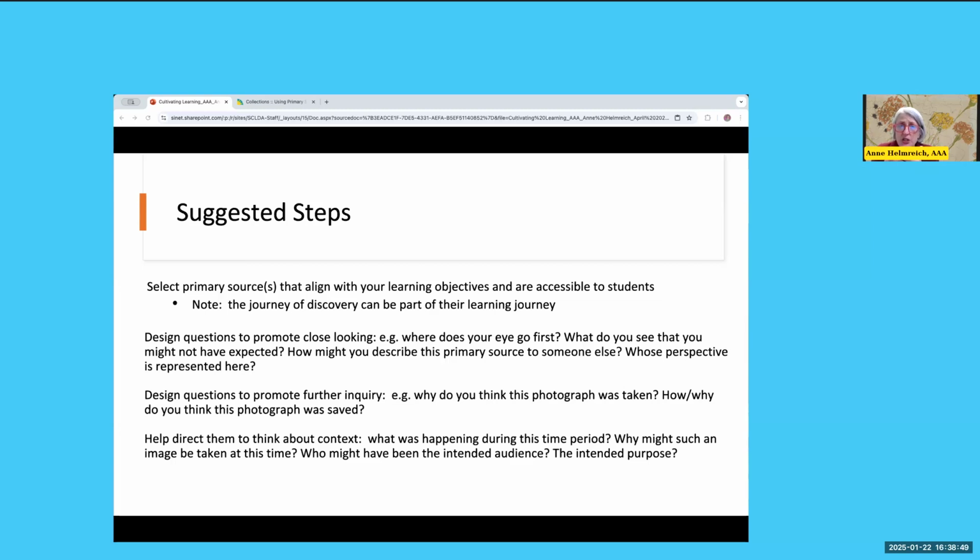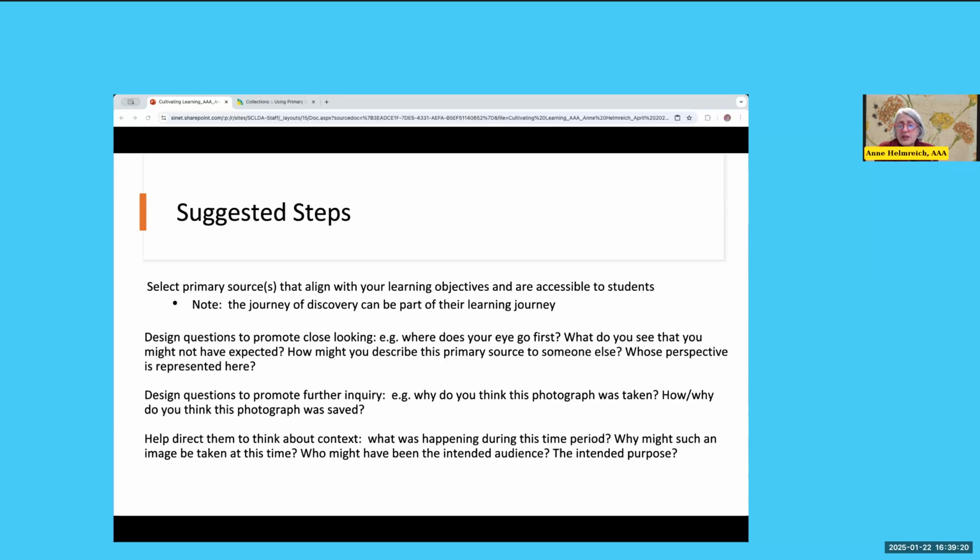If they're not coming to it naturally, just prompting them: why do you think the photograph was taken? How and why do you think the photograph was saved? Again, he saved this coming back from the camp, back to California. Why did he save it? Why was that so important to him? There was also a camp newsletter that was created and that described the art school. So he saved those as well.